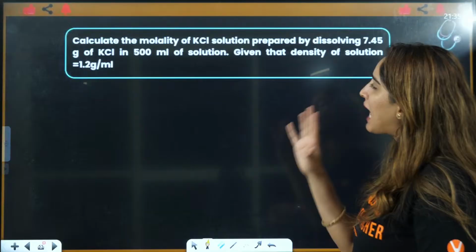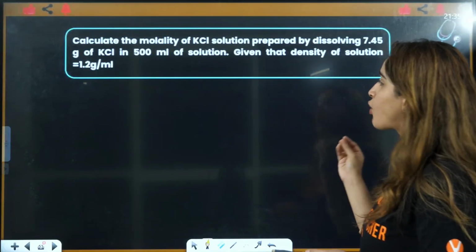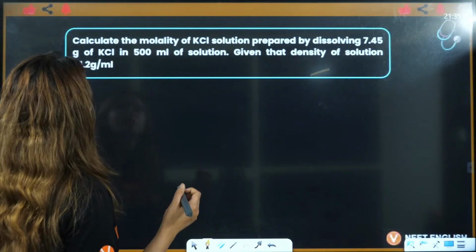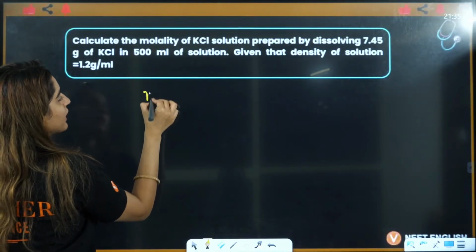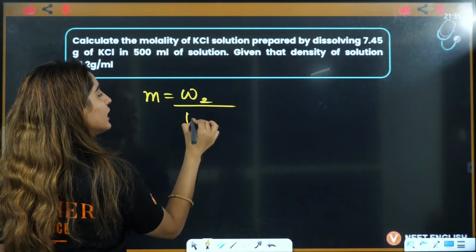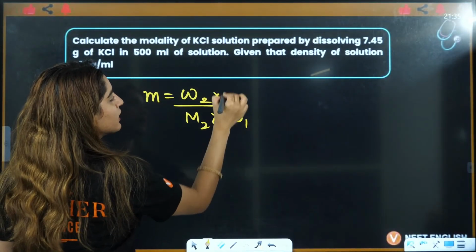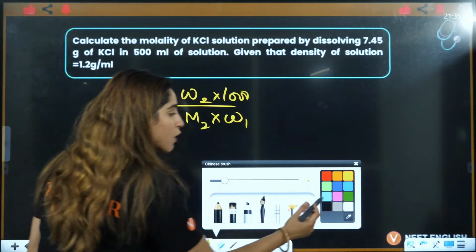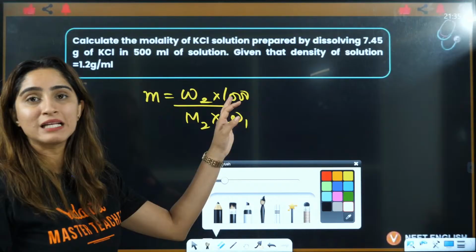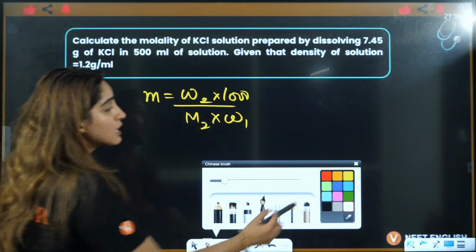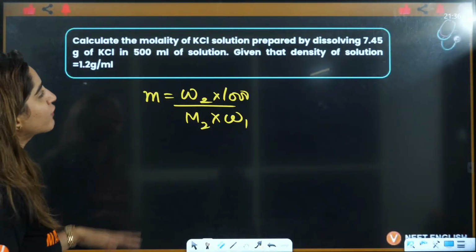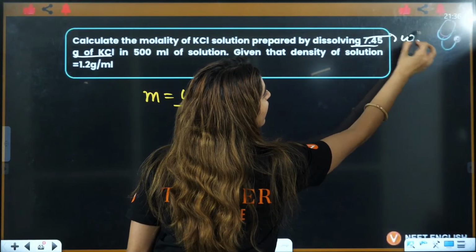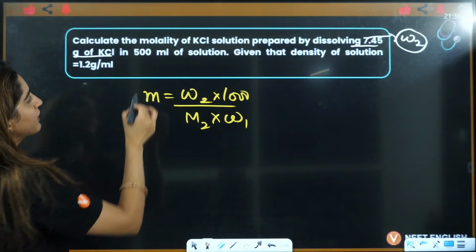Calculate the molality of KCl solution prepared by dissolving 7.45 gram of KCl in this much of solution. Given density of solution is this. See, calculate molality. Molality will be highly used in your questions. If you put this in grams, then you multiply this by 1000. Now I have put this W1 in grams, that's why I have multiplied this by 1000. This is the W2 that you have, in 500 milliliter of solution.